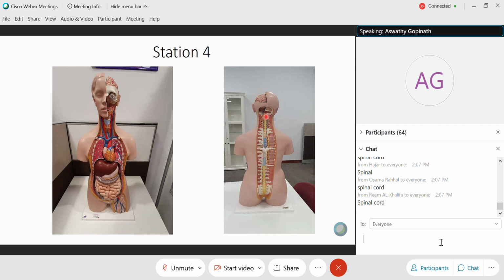So what do you call this cavity which has the spinal cord? The vertebral cavity. Exactly. So it's the vertebral cavity, or you can call it the spinal cavity. Is that clear? The dorsal cavity?